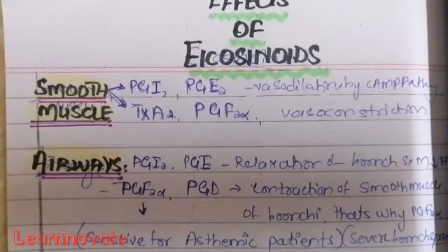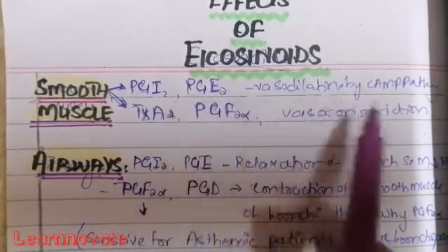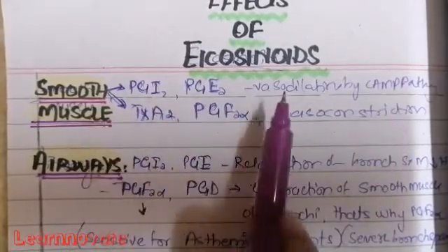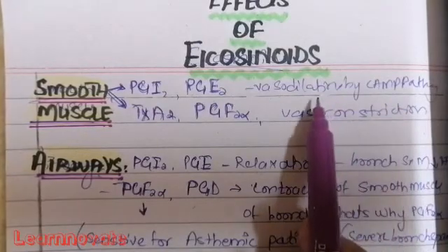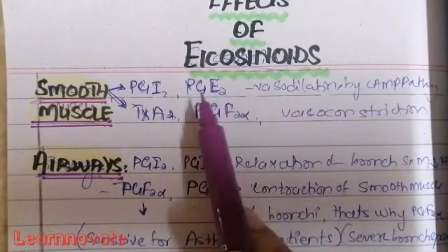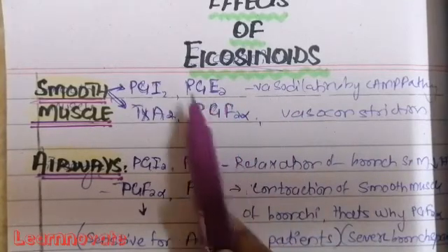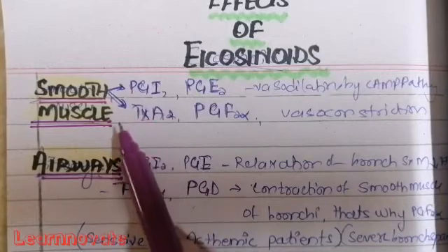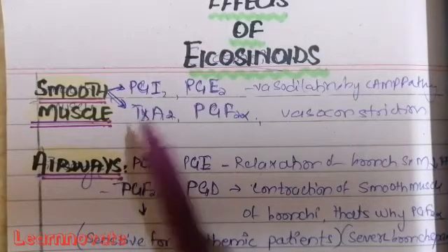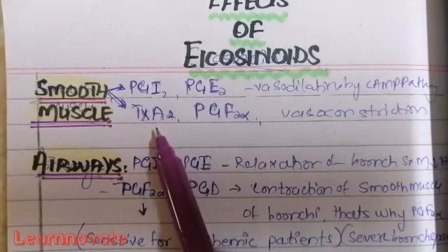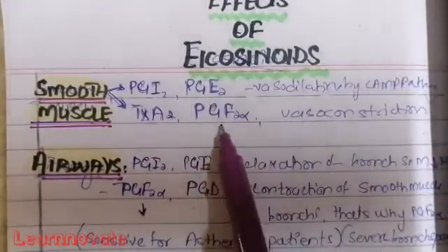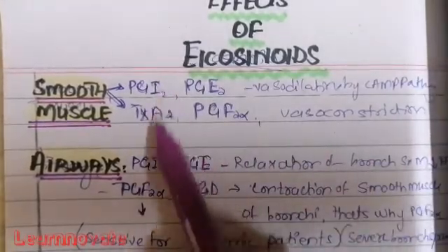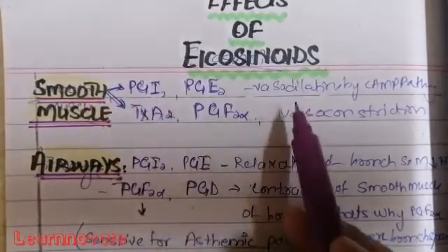The first one is smooth muscle. Prostaglandin I2 and prostaglandin E2 have a vasodilatory effect on the smooth muscles by the cAMP pathway, that is the cyclic AMP pathway, and this pathway works in the vasodilation performed by prostaglandin I2 and E2 in smooth muscle. While the smooth muscles will be constricted in response to the action of thromboxane A2 and prostaglandin F2 alpha. So there will be vasoconstriction in response to these prostaglandins. These are the two opposing effects on these smooth muscles by prostaglandins.